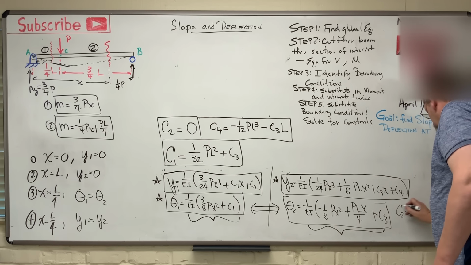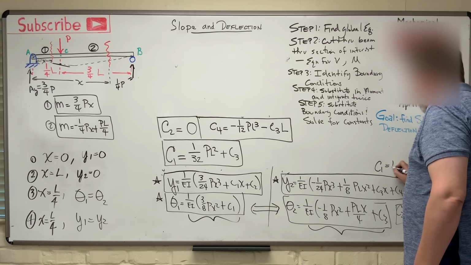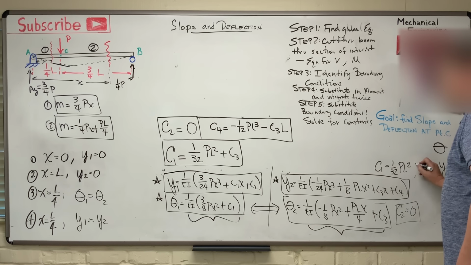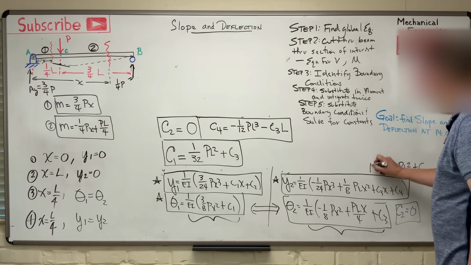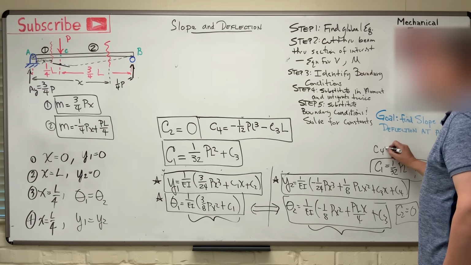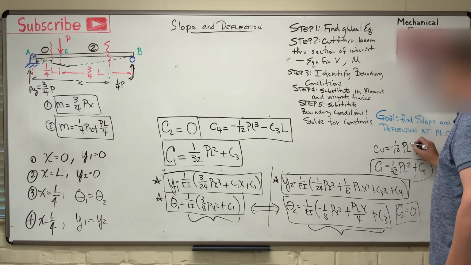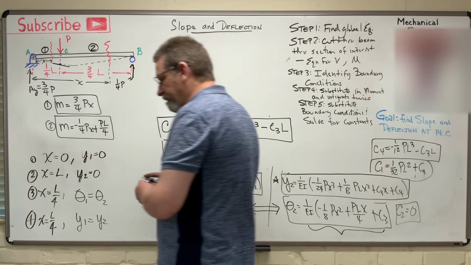C2 equals 0. C1 equals 1/32 PL squared plus C3. And then finally, C4 is equal to 1/12 PL cubed minus C3L. Okay, there's everything we've derived so far.